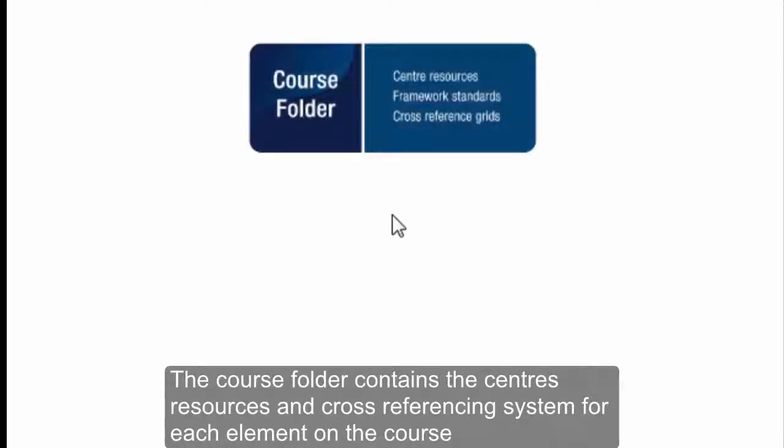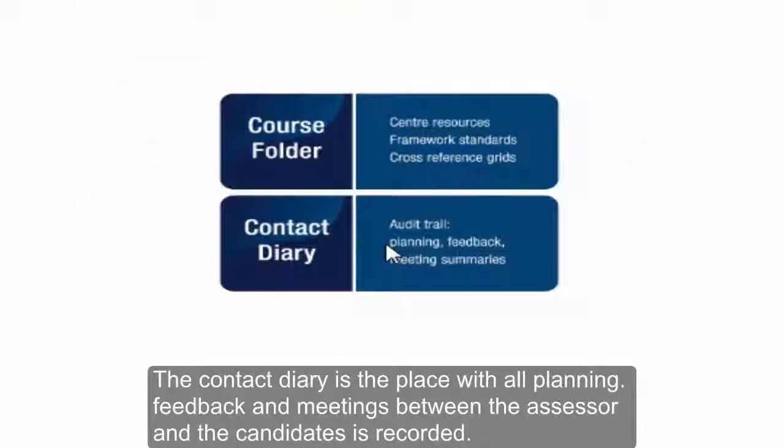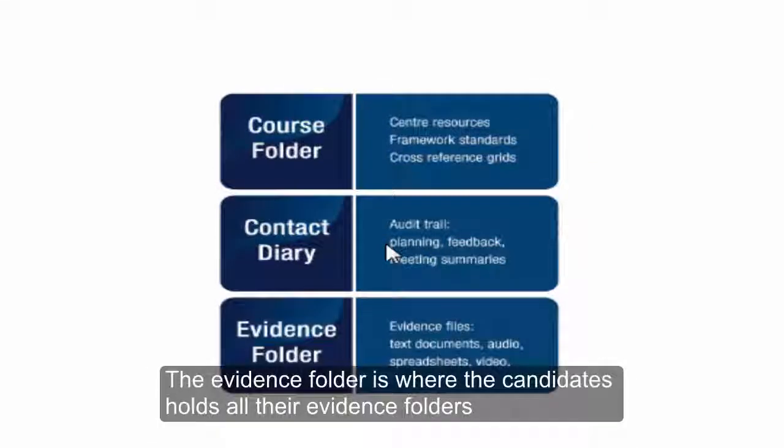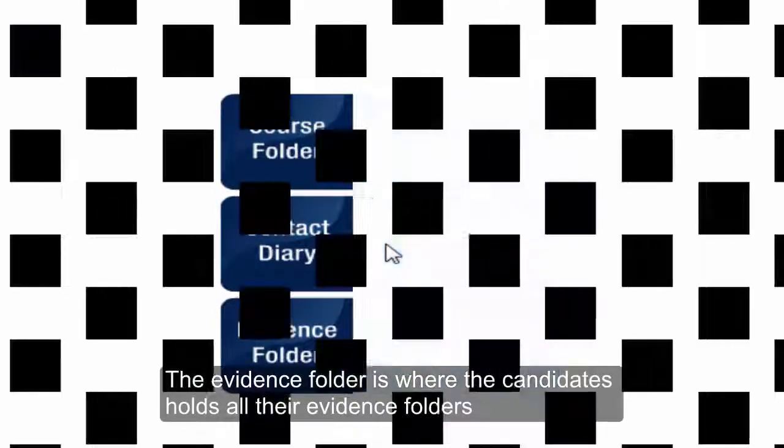Within the e-portfolio, there are three main parts: the course folder, the contact diary, and the evidence folder. The course folder contains the center's resources and cross-referencing system for each element on the course. The contact diary is the place where all planning, feedback, and meetings between the assessor and the candidates are recorded. The evidence folder is where the candidate holds other evidence folders.